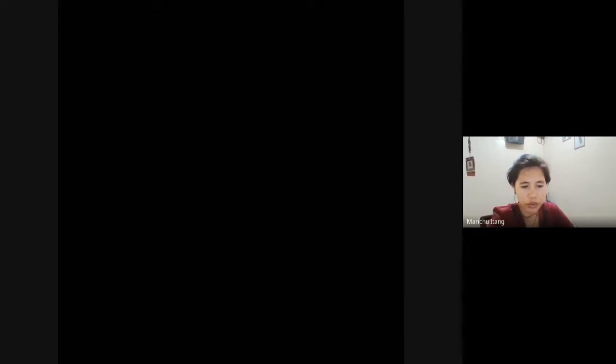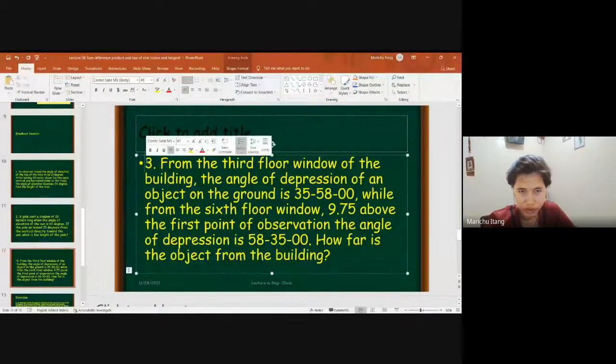So while waiting for group 2, let's have this problem. Monghe, can you read the problem first? Nakita? Anay, can you read this problem? Anay, I'll share my screen. Sorry. Group 2, kindly finalize your answer now. So, Monghe, can you read the question?